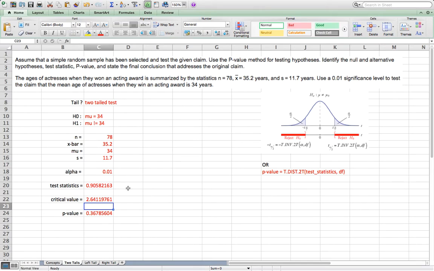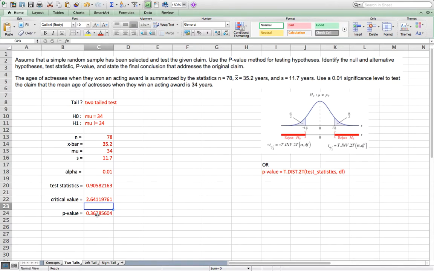Then your 0.905 is in between. So it's not a rejection area. Rejection area is here. So in that case, we make the conclusion that we fail to reject the null hypothesis. If you fail to reject the null hypothesis, since your null hypothesis is your claim, you should say there is insufficient statistical evidence to warrant the rejection of your claim, which is the claim about the mean age of actresses when winning the acting award is 34 years.